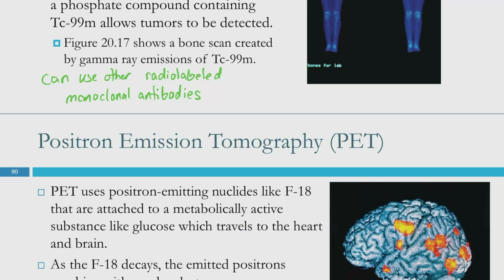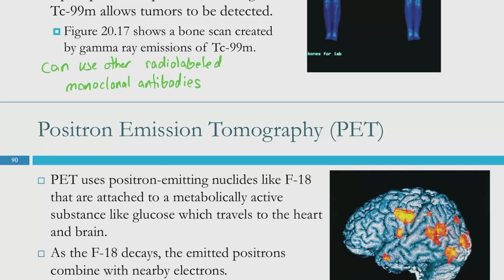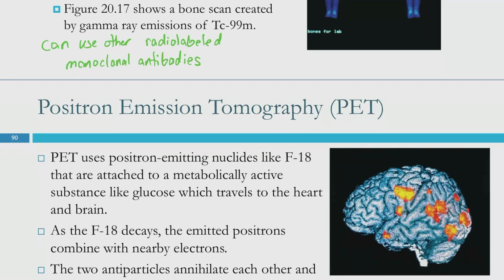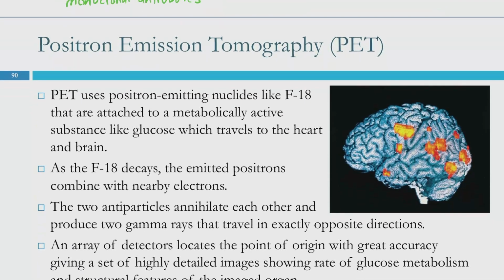So you can use the extreme specificity of monoclonal antibodies along with a radio label to figure out exactly where a sort of infection is or a particular target site for those antibodies might be lurking in your body.